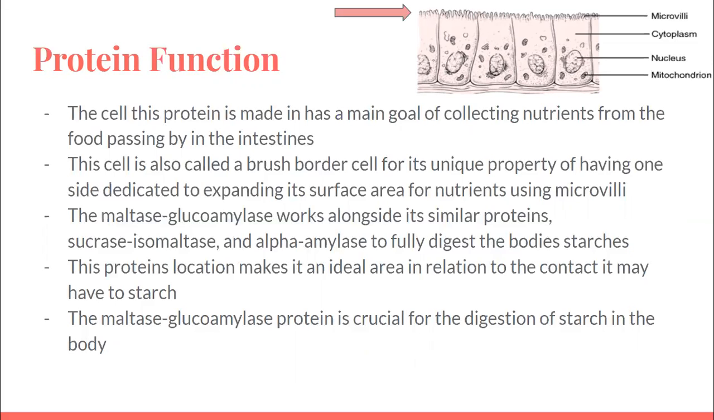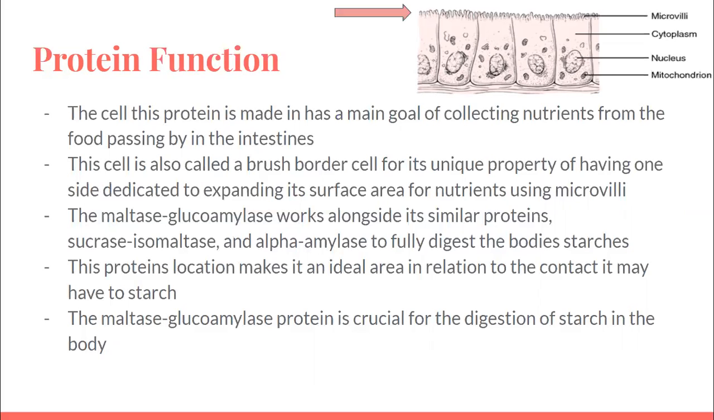This side of the cell contains minute cylindrical processes called microvilli that in return significantly increase the surface area of that side. By increasing the surface area of the cell, nutrients have much more opportunity to enter the cell. Due to the cell's primary goal of collecting nutrients, the cell's organelles and exterior are specialized for this task. One of the parts of the cell that make its job possible is a maltase-glucoamylase protein. This protein's location is attached to the microvilli on the exterior of the cell. This area is the perfect place for the protein to function due to its position in relation to the starch that may come from that side of the cell.